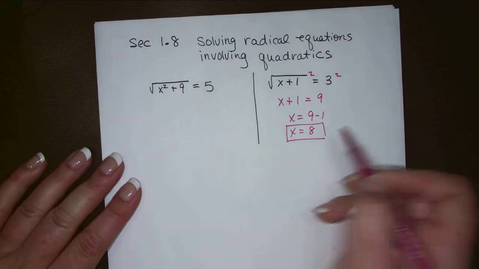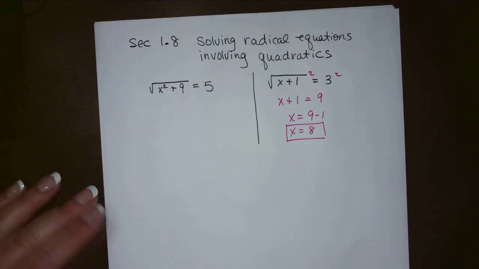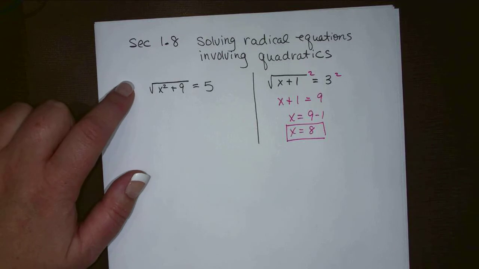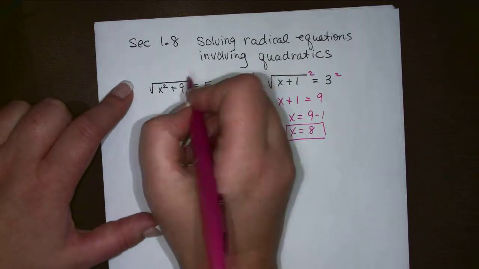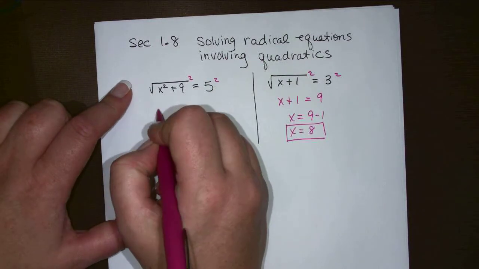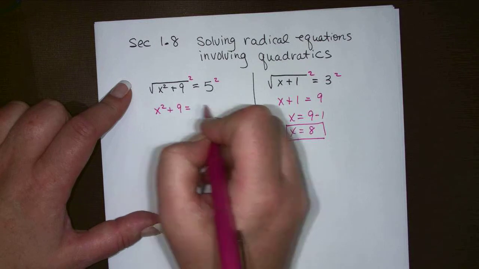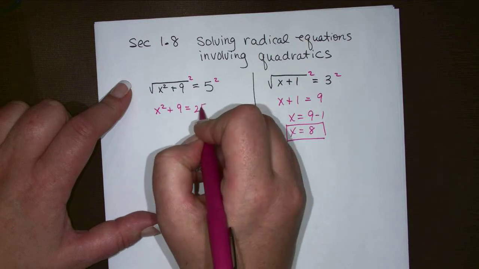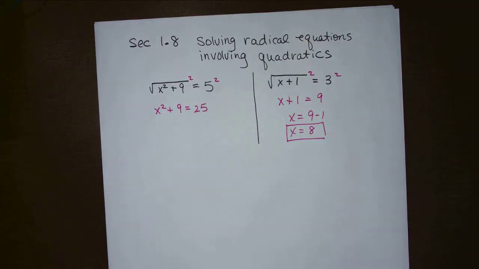Okay, now we start this the same. Do it the same way. Square both sides. X squared plus 9 equals 25. Make sure you square the other side.